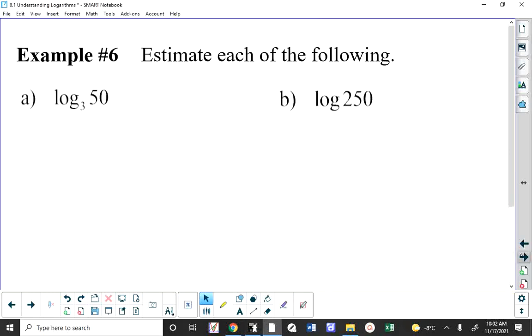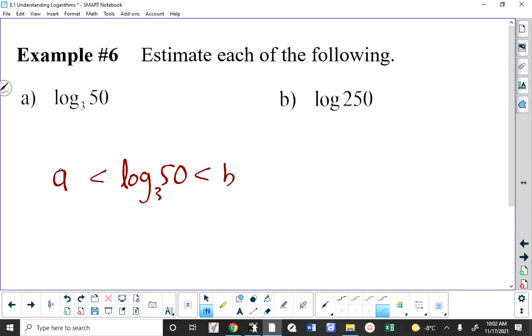Number 6, estimate each of the following. What we're really trying to do here, and this is how it would appear on an exam, is you're trying to find two numbers, two whole numbers in this case, that log base 3 of 50 is between. So what we start doing is we start off by saying log base 3 of 50 is saying, to what do you raise 3 to get 50?